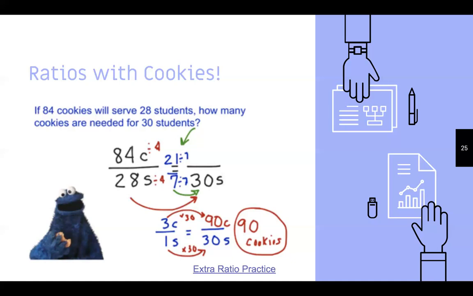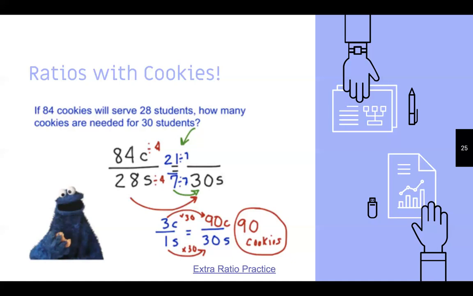And even if you get to the 3 cookies to 1 student and you're not sure how to get to the 90 cookies for 30 students, what you can do is 1 student is for every 3 cookies. So we can just add 2 students, add 6 cookies because we're adding twice the amount then, and that becomes 90. So either way, you will get 90 cookies. That is very complex. Don't worry if you don't get that straight away.